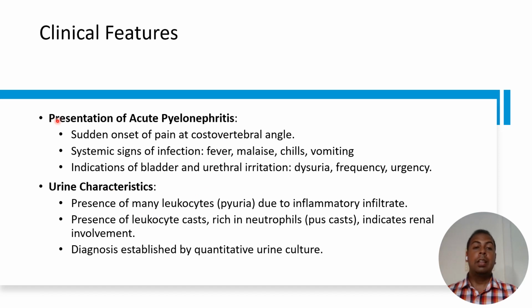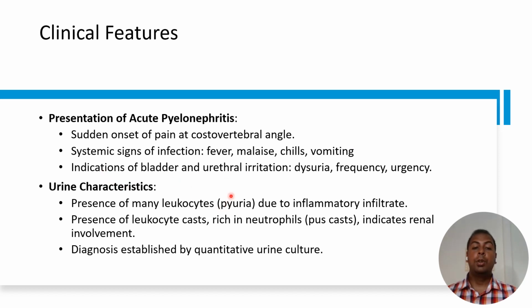All right, so these are the clinical features of a patient with pyelonephritis. So in acute pyelonephritis, there's a sudden onset of pain at the costovertebral angle. So this is usually detected on physical examination, also known as the kidney punch test being positive and costovertebral angle tenderness. And the patient may also have systemic signs of infection, things like fever, malaise, chills, and vomiting. So the patient is going to appear very sick.